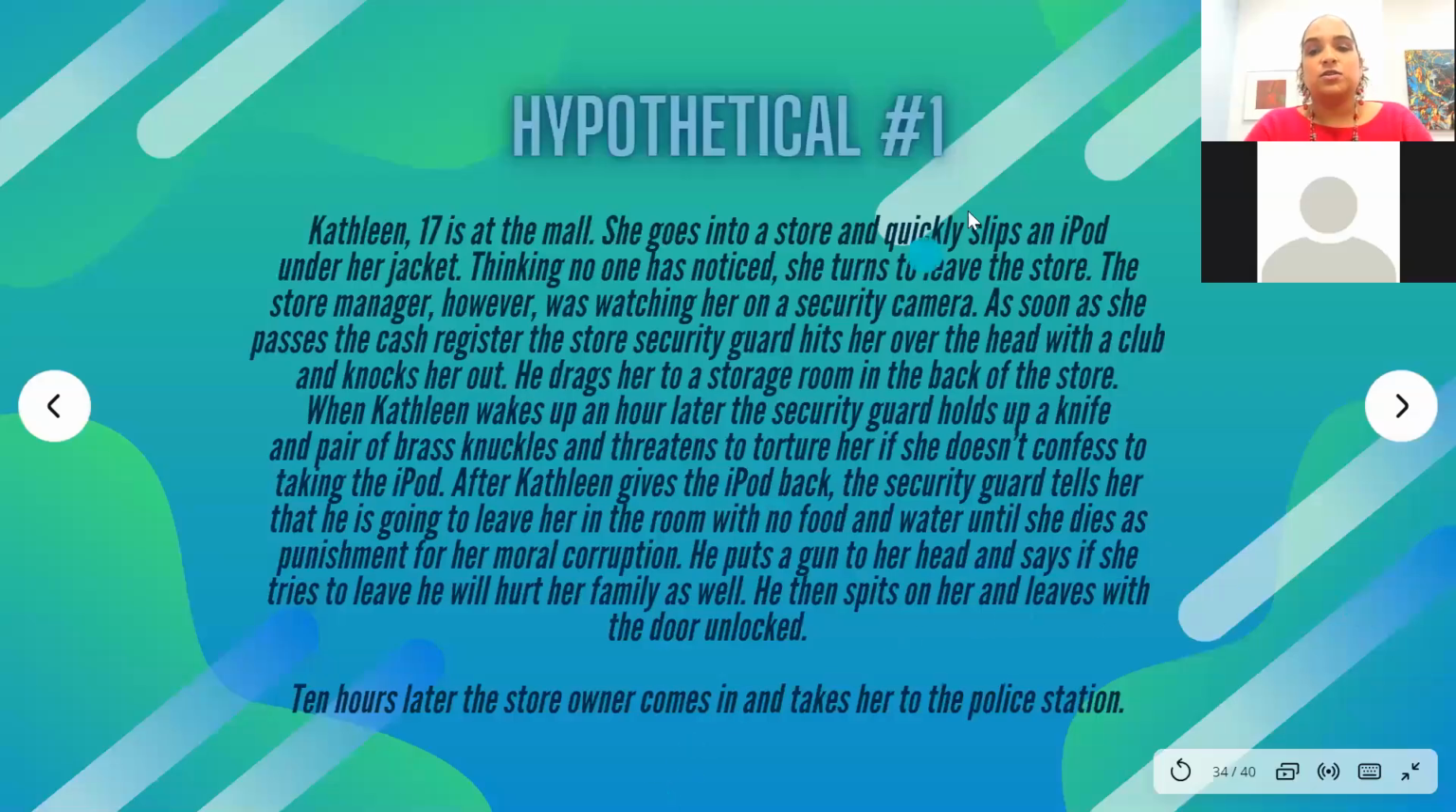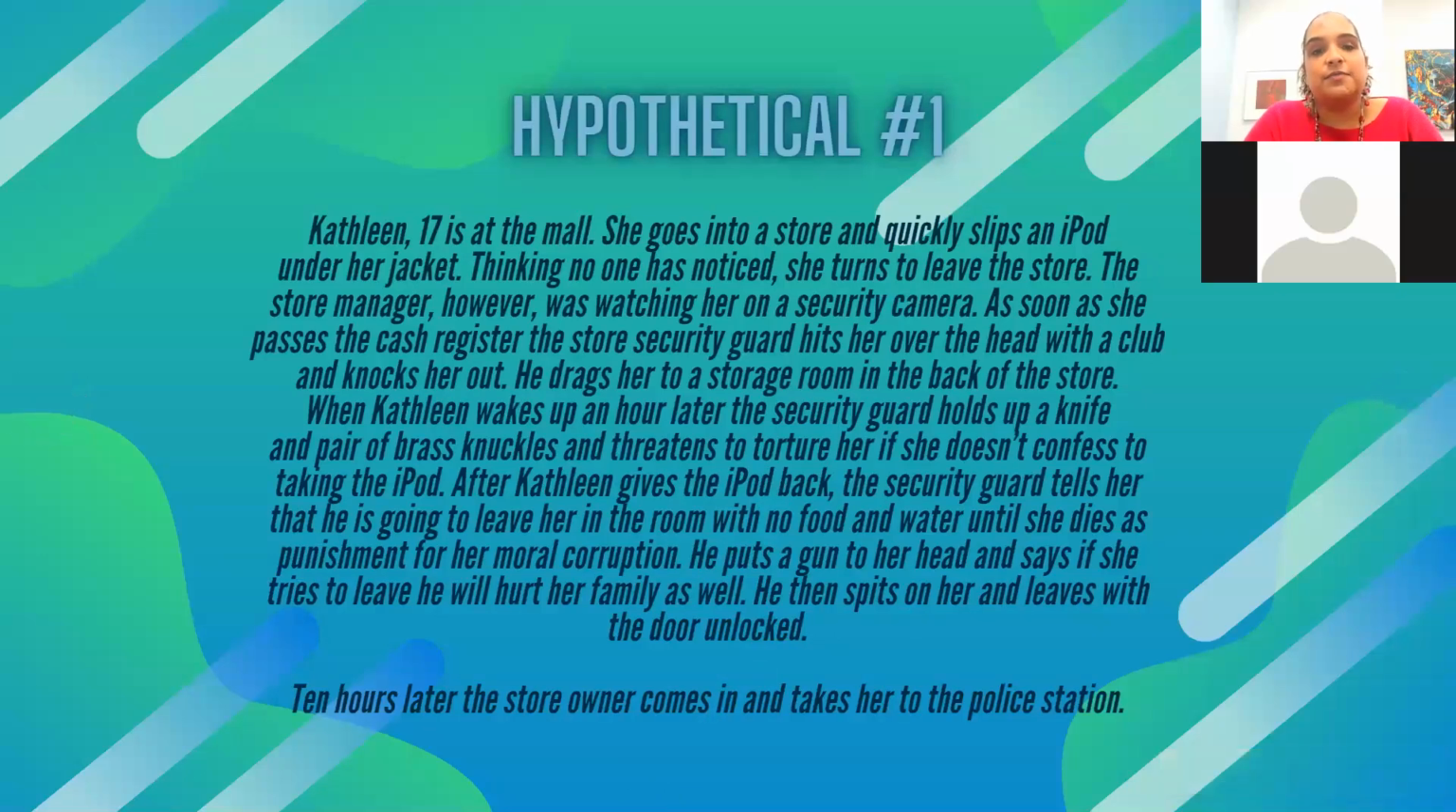All right, so we'll start with Kathleen, the hypothetical one that I sent you all. Kathleen, who's 17 years old, is at the mall. She goes into the store, slips an iPod under her jacket, and I guess my hypothetical's getting a bit dated because I don't even think they sell iPods like that anymore. Thinking that no one's noticed, she turns to leave the store. The store manager is watching her on security camera. As soon as she passes the cash register, the store security guard hits her over the head with a club and knocks her out. He drags her to a storage room in the back of the store.